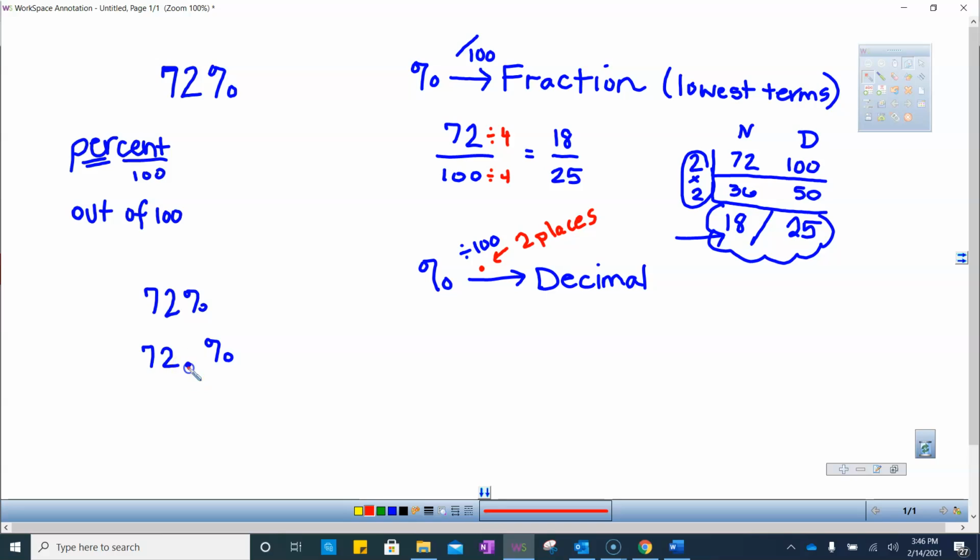So our decimal point is here, and if I want to divide it by 100, I simply move the decimal to the left 2 places. And now I have the decimal form for my percent. When I write the decimal form, I drop the percent sign, and I put my decimal 2 places over, and this is the decimal form for 72%. 72% is equivalent to 0.72, and I'm done.